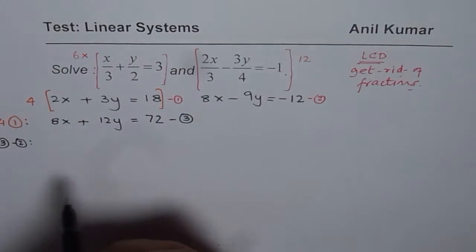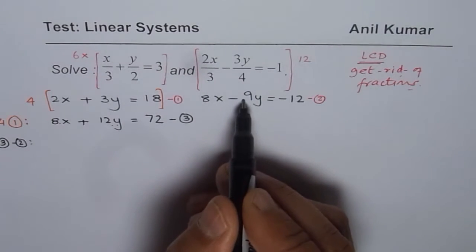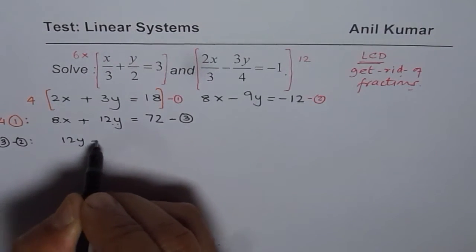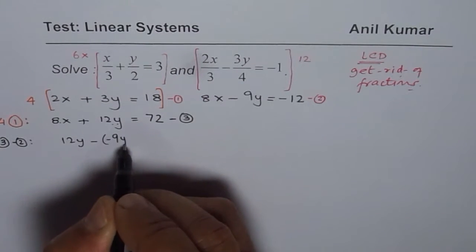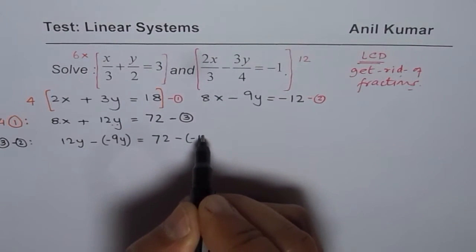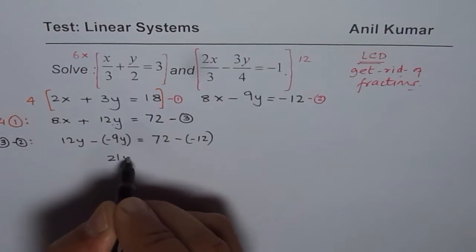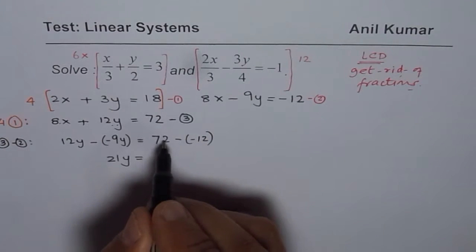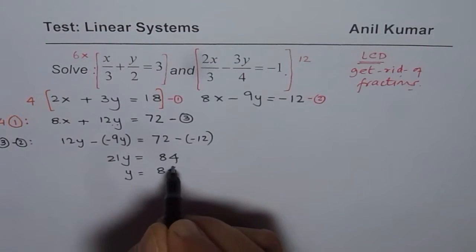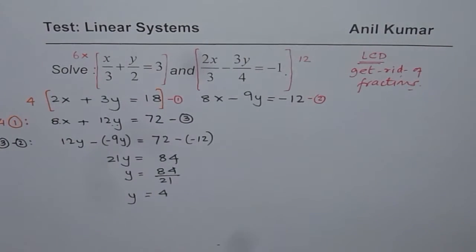So 8x minus 8x is 0. 12y minus of minus 9y, minus minus adds it up. So we get 12y minus of minus 9y equals 72 minus of minus 12. So minus minus becomes plus. We can write this as 21y = 84, when you add 12 to 72. y = 84/21, and that gives you a value of 4. So y equals 4.